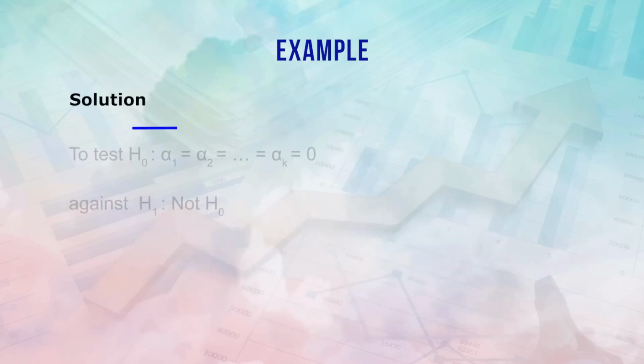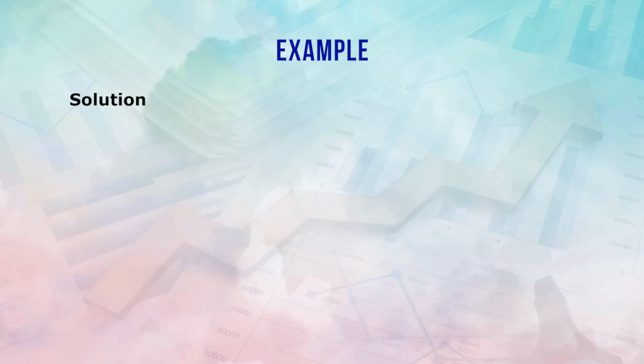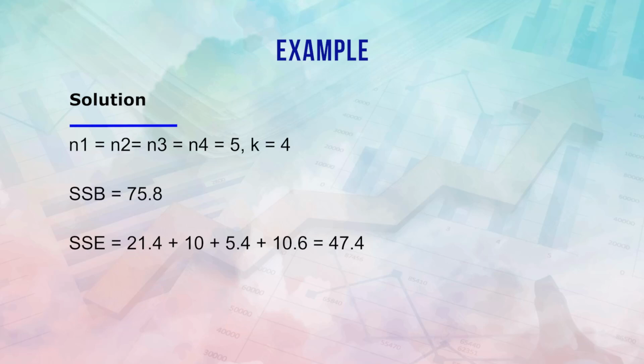So again we have to test the same null hypothesis: alpha 1 equals alpha 2 equals alpha k equals 0, against not H naught. We'll again calculate the total mean, the sum of squares between the groups and the sum of squares within the groups, and here also N1, N2, N3, N4 are all the same, that is 5. That means all the diet plans have been applied to an equal number of subjects. Now we know how to calculate the whole thing. The whole thing has been summarized in this table, which is called the ANOVA table.